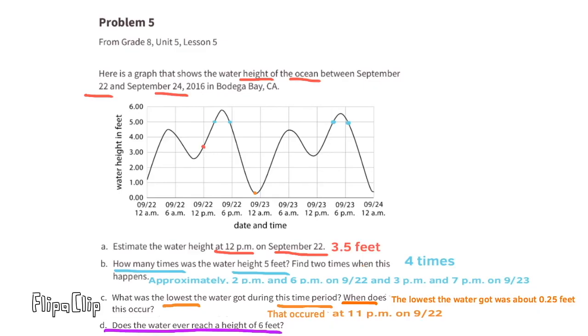D. Does the water ever reach a height of 6 feet? Take a close look at the top of the graph, and you see 6 feet. The highest point of the graph is just under 6 feet, so no, the water never reached 6 feet.